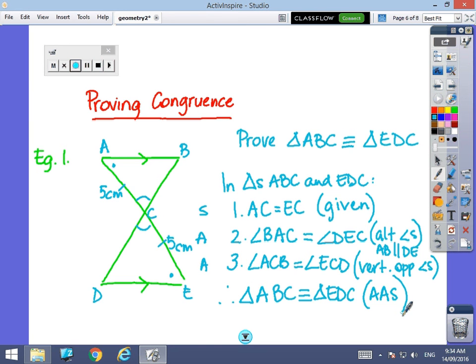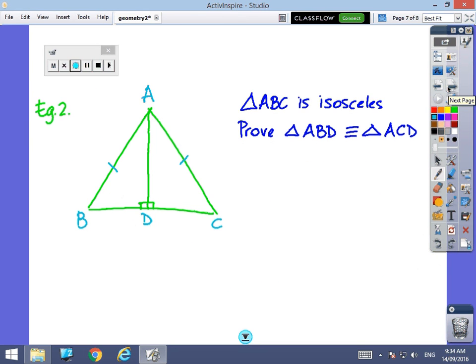Let's try another example. So here I'm told triangle ABC is isosceles. That means these sides are equal. It also means these angles are equal. So there's lots of information on this diagram to help me. I'm going to start with my first statement in triangles ABD and ACD.